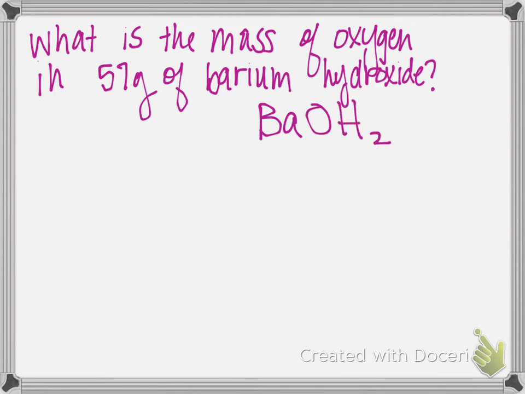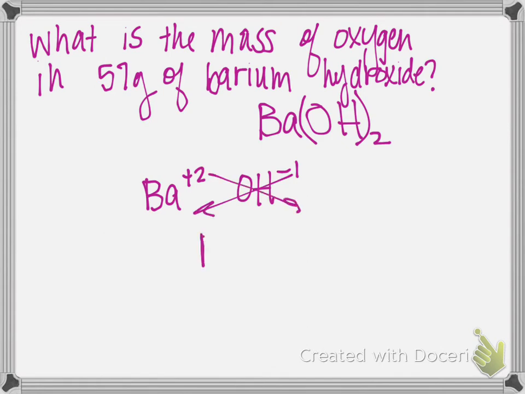BaOH. Like that? We need parentheses, because this tells me I just need 2 hydrogens, but I need 2 of the OH molecules. Right? I need 2 hydroxides. Barium was a +2. Hydroxide is a -1. So as I crisscross them down, BaOH, I don't just want 1 hydroxide, I need 2 of them. So I've got to have parentheses there.